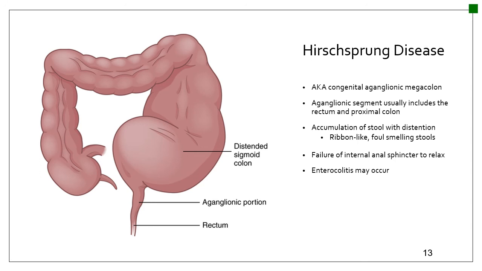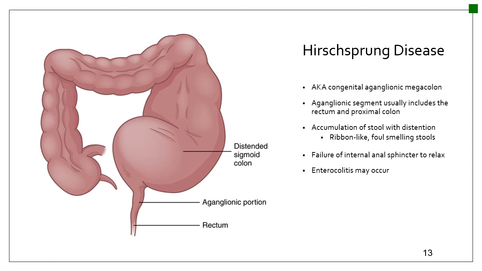And lastly, Hirschsprung's disease. So Hirschsprung's disease is also referred to as congenital aganglionic megacolon. And this is where there's a segment of the colon that doesn't have any ganglion cells in the colon or the rectum that leads to failure of the internal anal sphincter to relax and no peristalsis in that area. So it causes a mechanical obstruction from inadequate motility. This happens in about 1 in every 5,000 live births. It's more common in males than females.